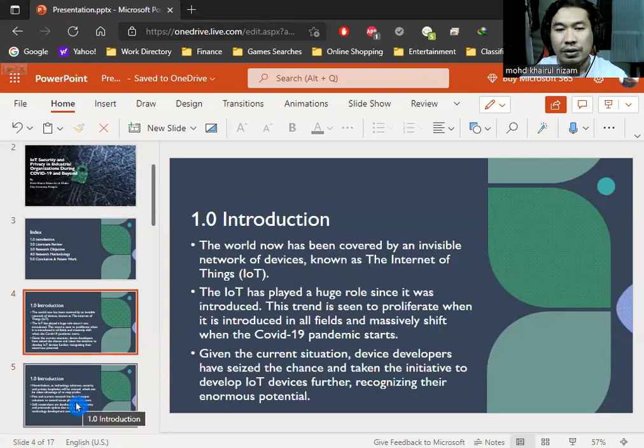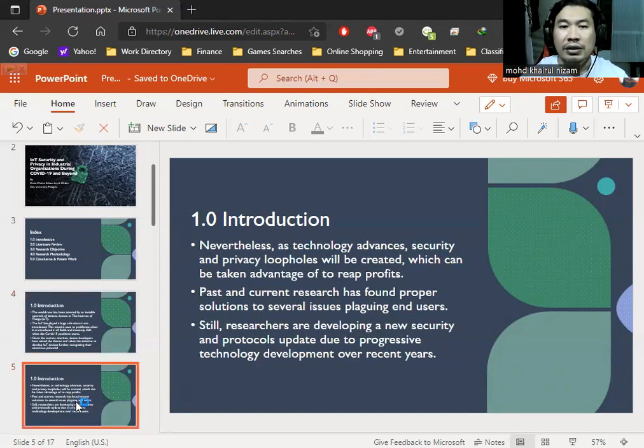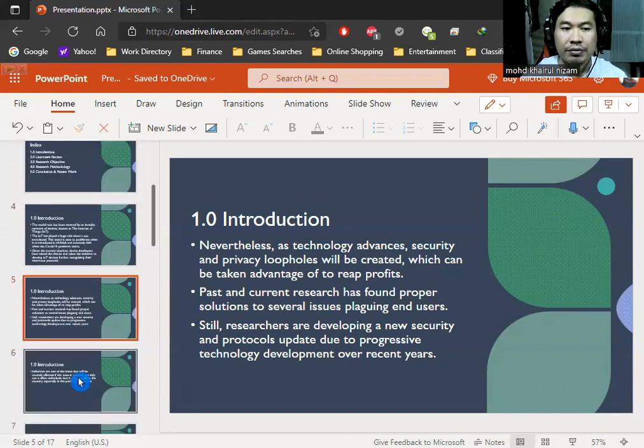Given the current situation, developers have seized the chance and taken the initiative to develop IoT devices, recognizing their enormous potential. However, as technology advances, security and privacy loopholes will be created. Past and current researchers have found proper solutions to several issues plaguing end users. Still, researchers are developing new security and protocol updates due to progressive technology development over recent years.